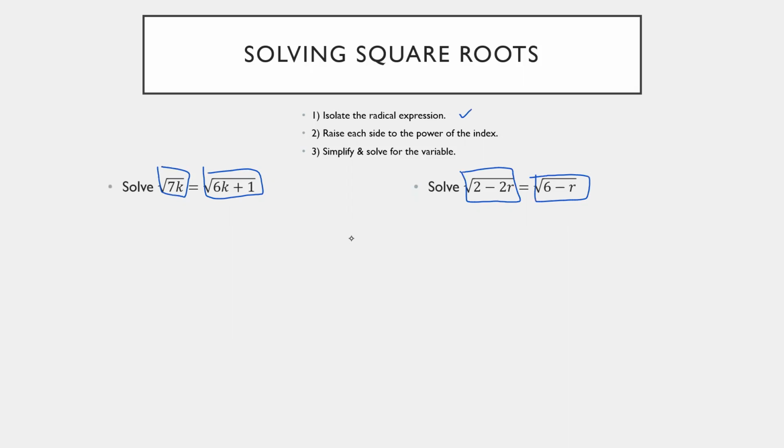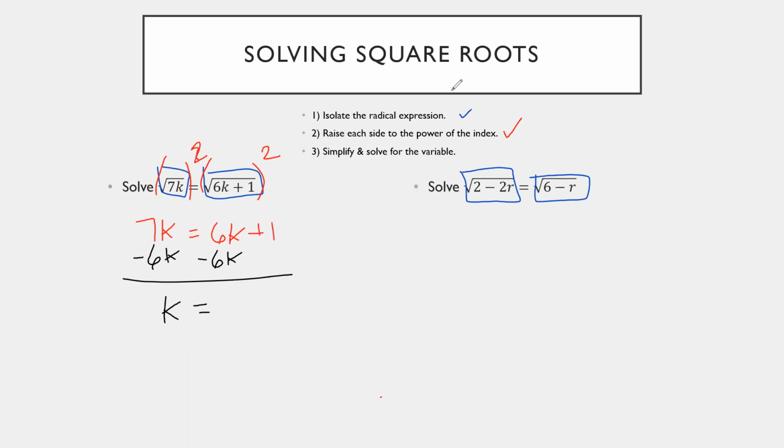Perfect. They are isolated. Then, since they're square roots, we're going to square both sides, raise them to the second power. The left side, we're going to get 7k is equal to 6k plus 1. When you square a square root, the result is the radicand. And from here, it's just business as usual. If I want to solve until I get the variable alone, I'm going to subtract 6k from both sides, and I end up with 1k is equal to 1.